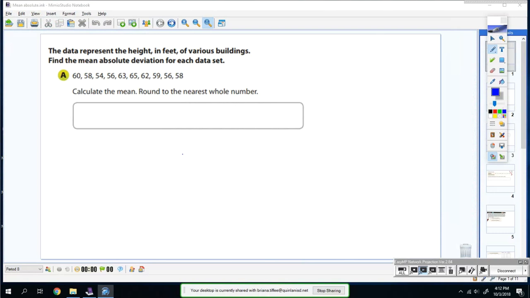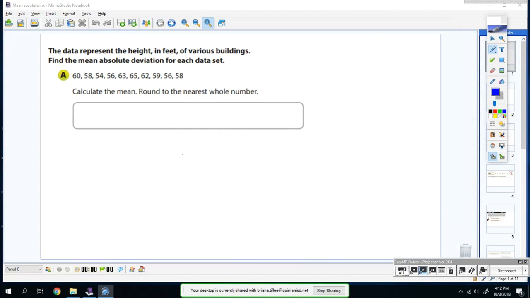All right, so today we're going to be doing mean absolute deviation. Mean absolute deviation is basically find the mean, find the difference, and find the mean of that. It just helps you find variability, and we'll discuss that further. Sometimes I call mean absolute deviation MAD, just to let you know.